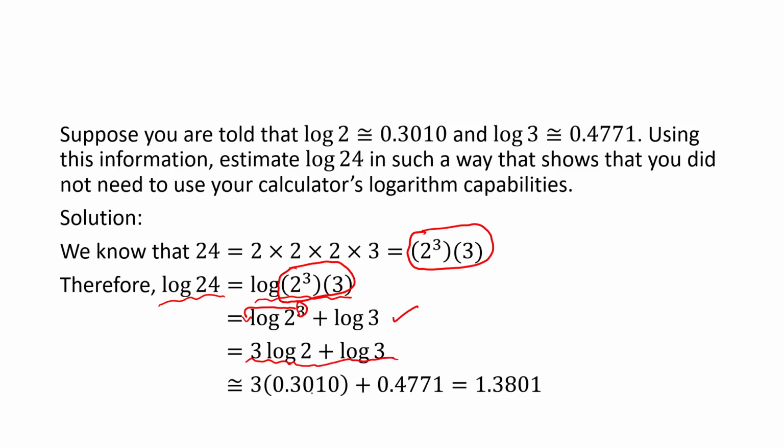Now, the log of 2 is roughly 0.3010, and the log of 3 is roughly 0.4771, and so we end up with 1.3801. And so using the power law and product law of logarithms, we're able to come up with the log of 24. And again, this is something that people had to do a lot of in the old days before calculators had logarithm capabilities.